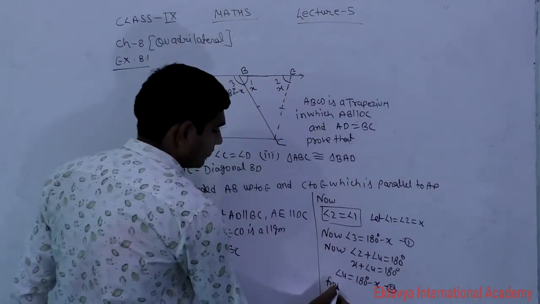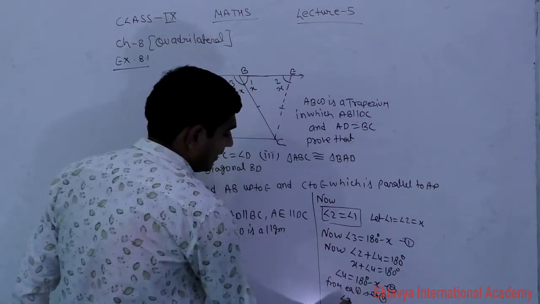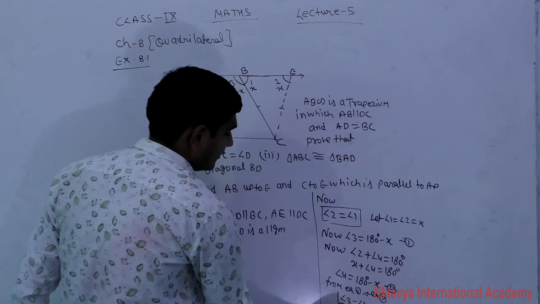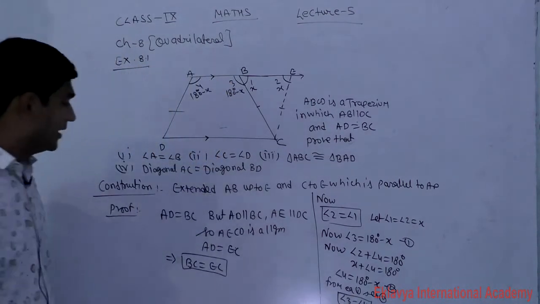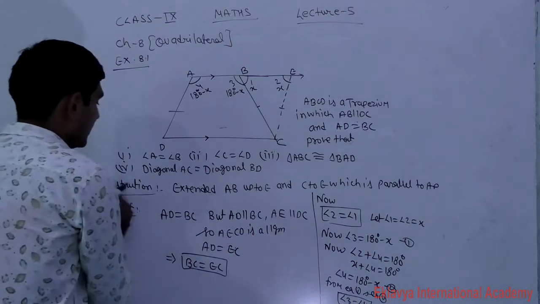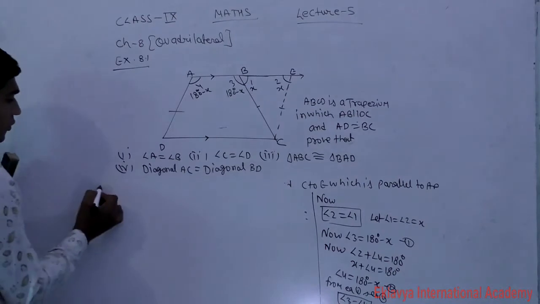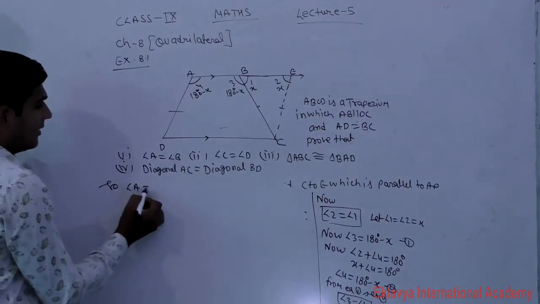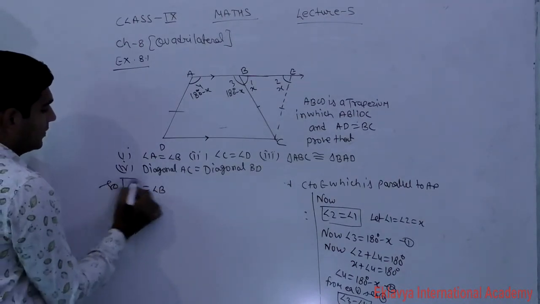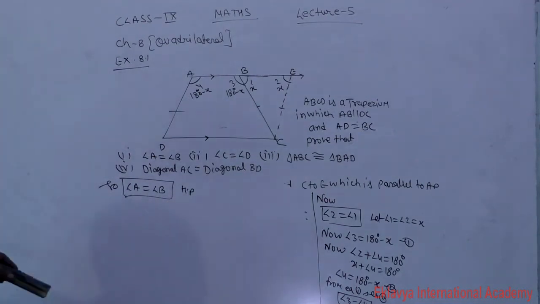From equation first and equation second, angle 3 is equal to angle 4. Meaning angle A is equal to क्या बनेगा, angle B बनेगा. So understand? So angle A is equal to angle B. First part proved. Second part, angle C is equal to angle D.